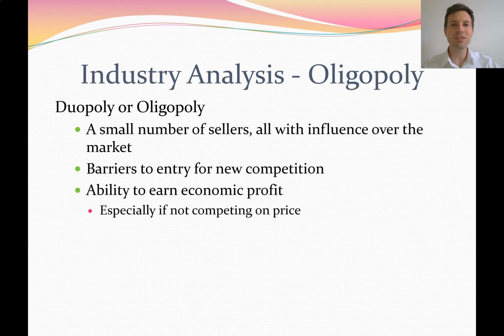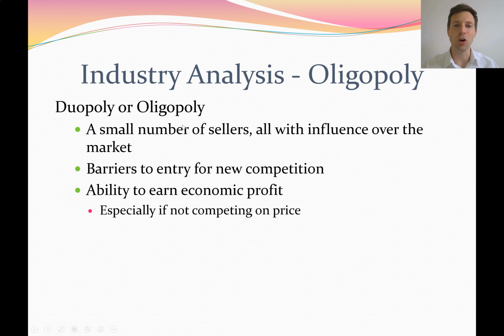A more common industry structure that we'll see slightly more often than monopolies is a duopoly or oligopoly. And this means there's going to be a small number of sellers in a particular market. So in Australia, if you think of the supermarkets, you think of Woolworths and Coles controlling most of the market. In the banking industry, we think of the big four banks. In the auditing industry, we think of the big four auditing firms.